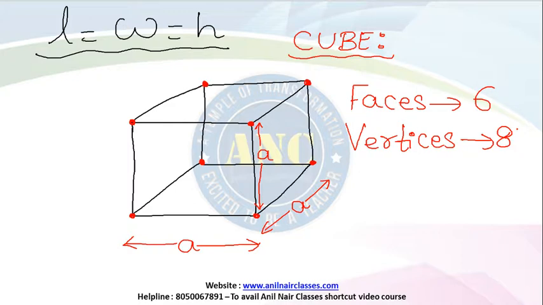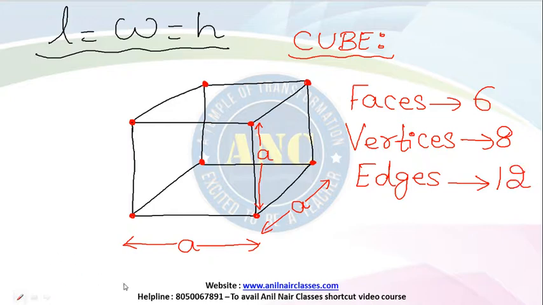Sir, there is no difference between a cube and a cuboid, except that in a cube all 3 dimensions are equal. In a cuboid all 3 dimensions are unequal. That's the only difference. That does not mean that the number of faces, vertices or edges will change. No, it will not. All the other properties remain the same. That means how many edges will there be in a cube or a cuboid? There will be a total of 12 edges in a cube or a cuboid.